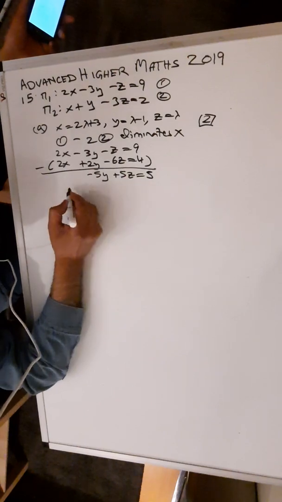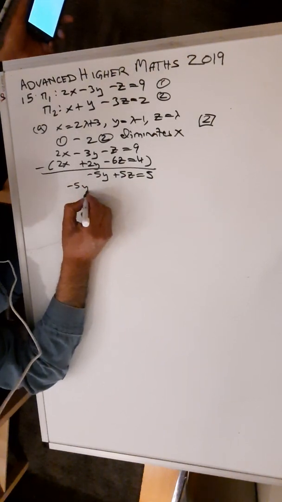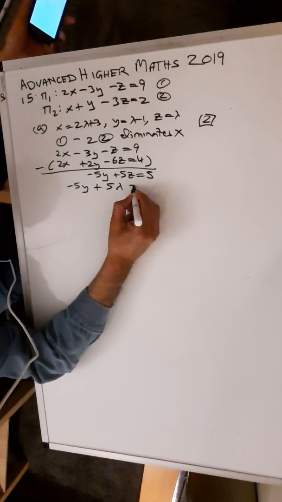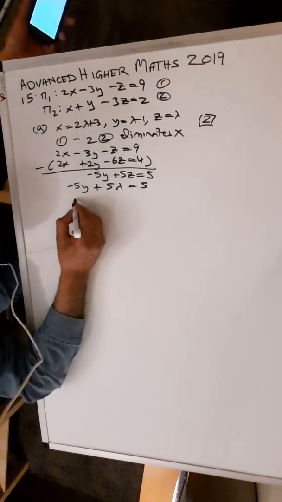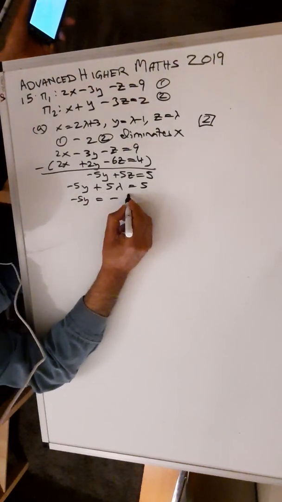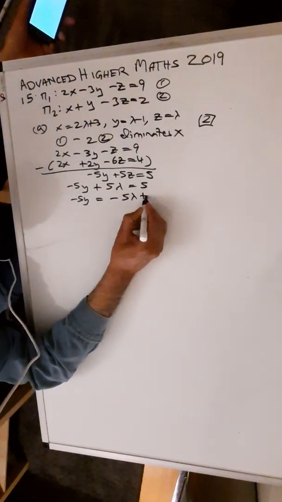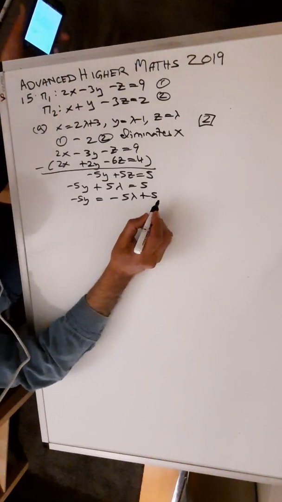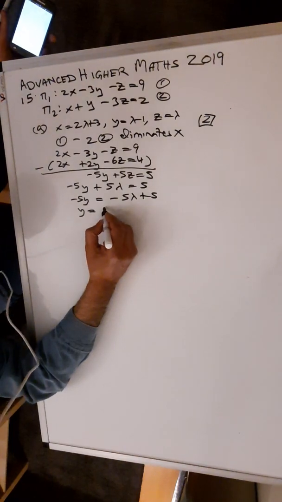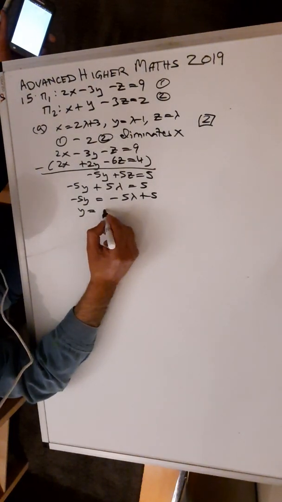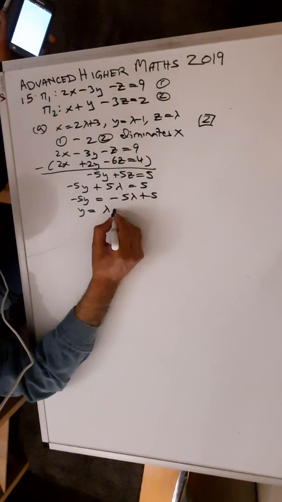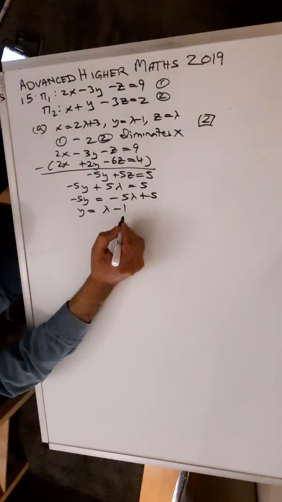Z is your floating variable, so that means that minus 5y plus 5 lambda is equal to 5, which means that minus 5y is minus 5 lambda plus 5, which means that y is equal to minus 5 divided by minus 5 just gives you 1, so that is lambda. 5 divided by minus 5 gives you minus 1, so that's lambda minus 1.